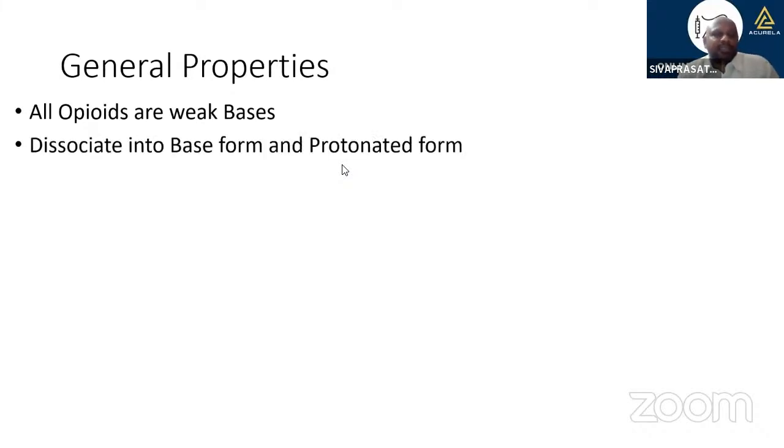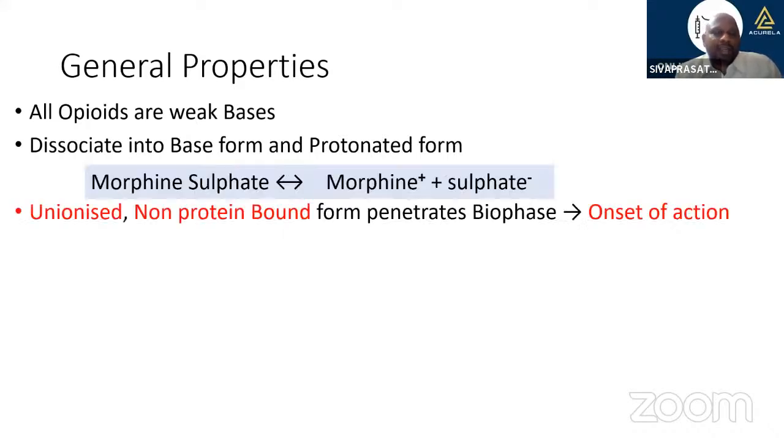So coming to the general properties of the opioids, all opioids are weak bases. They dissociate at physiological pH into a base form and a protonated form. So given morphine sulfate, it will be either in a base form, which is morphine sulfate itself, or in a protonated form, which is morphine plus. Only the unionized non-protein bound form penetrates into the biophase and produces the onset of action.